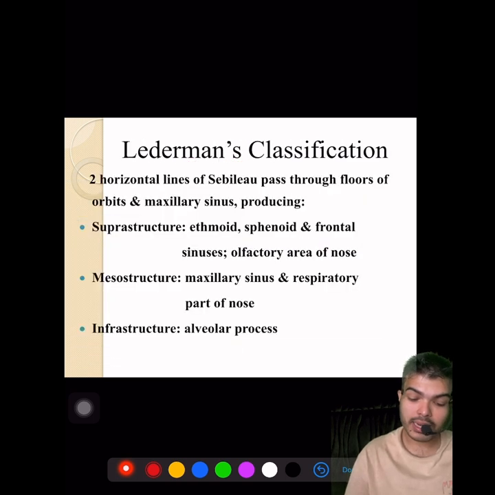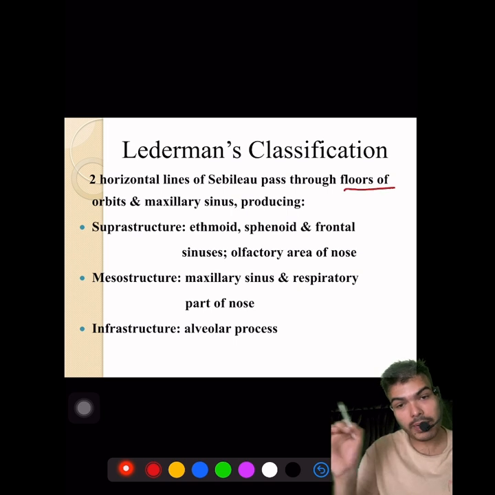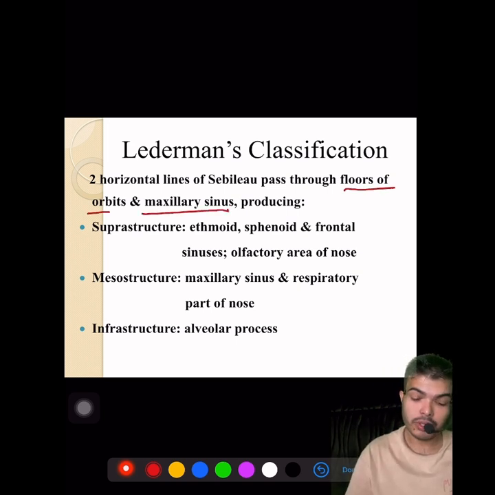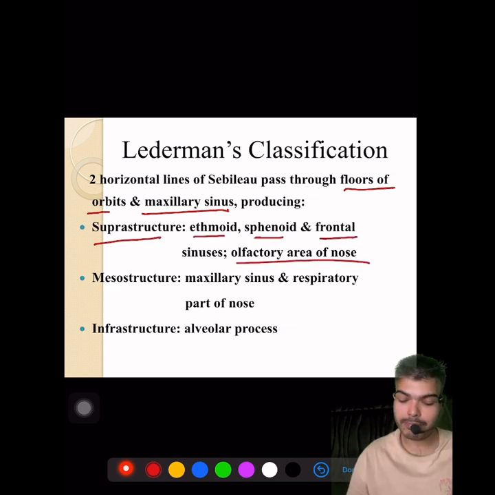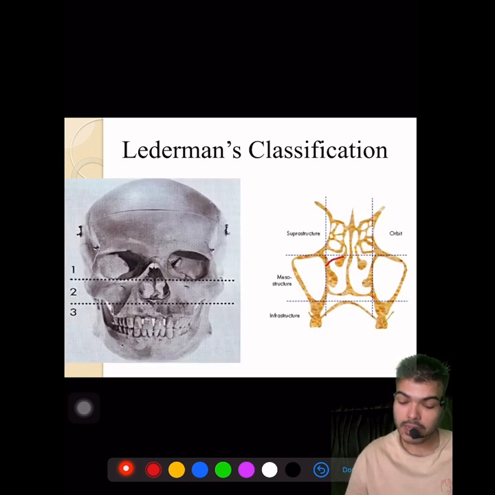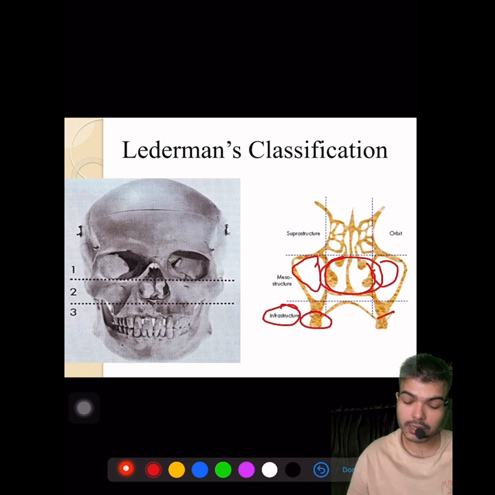See, two horizontal lines are drawn through the floors of the orbit and the maxillary sinus. Very easy. Suprastructure: ethmoidal, sphenoidal, frontal, and olfactory area of the nose. Mesostructure: maxillary sinus and the respiratory part of the nose, and then you have the alveolar process. Can you see? The respiratory part of the nose is maximally seen over here, and here you have the maxillary sinus. And infrastructure, you just have the alveolar process and the teeth.